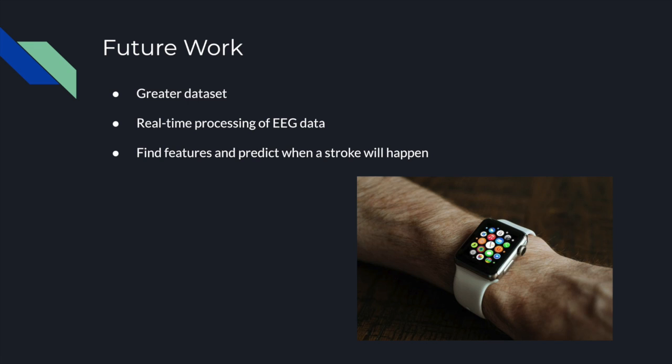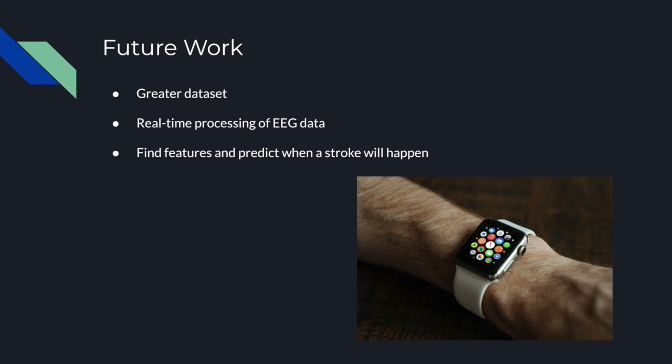First, to increase accuracy, we would like to utilize a greater dataset, as well as make our model able to train on multiple sets of data, which we currently do not have implemented. We also would like to potentially work on real-time processing of EEG data for stroke detection, so it can be utilized in real-life situations, such as at hospitals or from a small smart device.